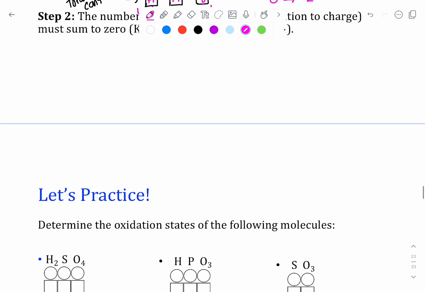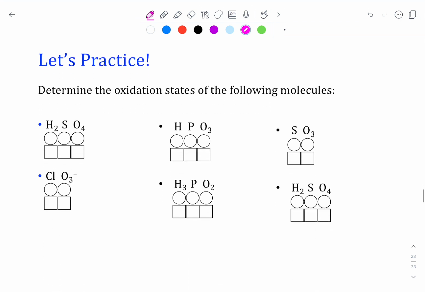Okay, let's keep practicing. I realize that I have H2SO4 twice, so what I'm going to do is cancel this one and give us a new example. And that new example is going to be C6H12. So we don't need that one. Okay, so I have our circles and our squares all set up for these. I'm going to do the first few and then you'll pause your video and finish the rest.